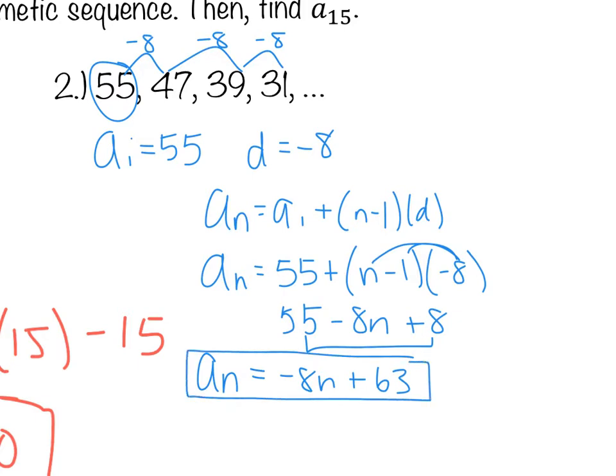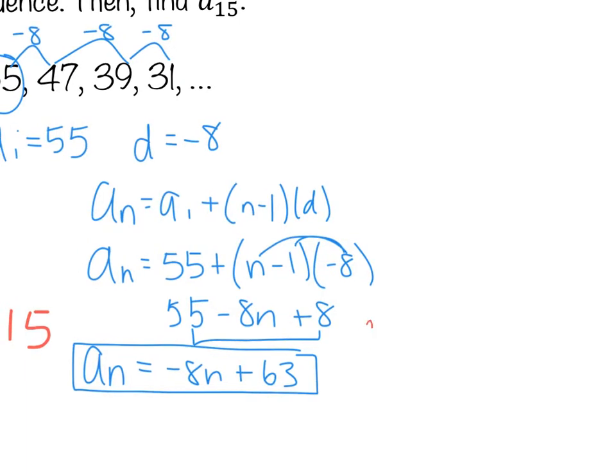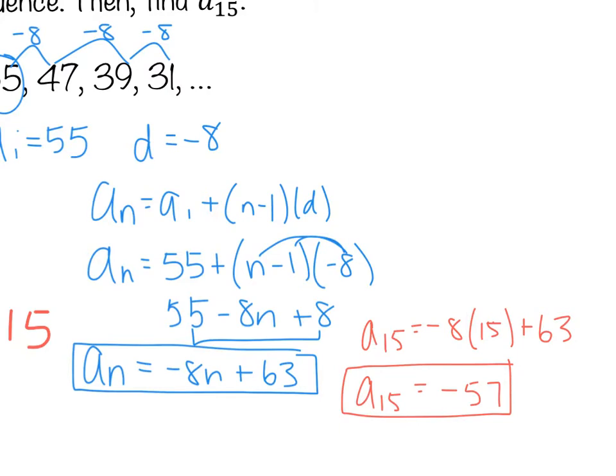Now again, it wants me to find A sub 15, so I'm going to find the 15th term by plugging that in. A sub 15 will be -8 times 15 plus 63. And when you do that, -8 times 15 is -120, and then plus 63 is -57. And so that will be the value of the 15th term.